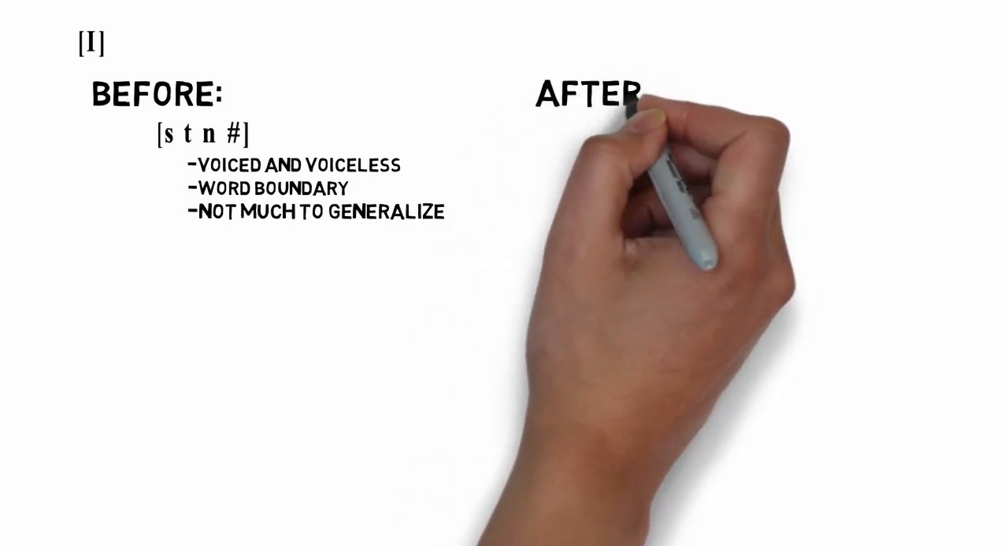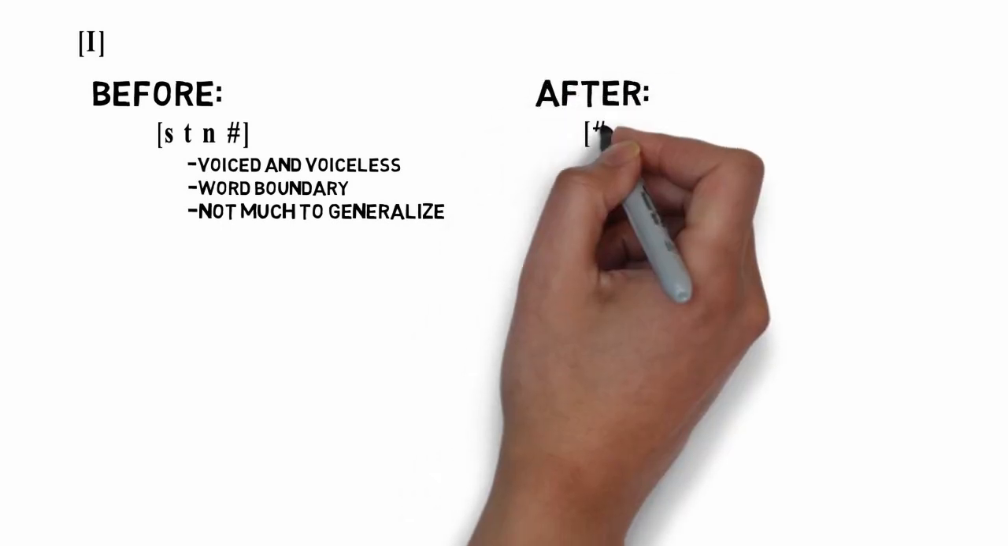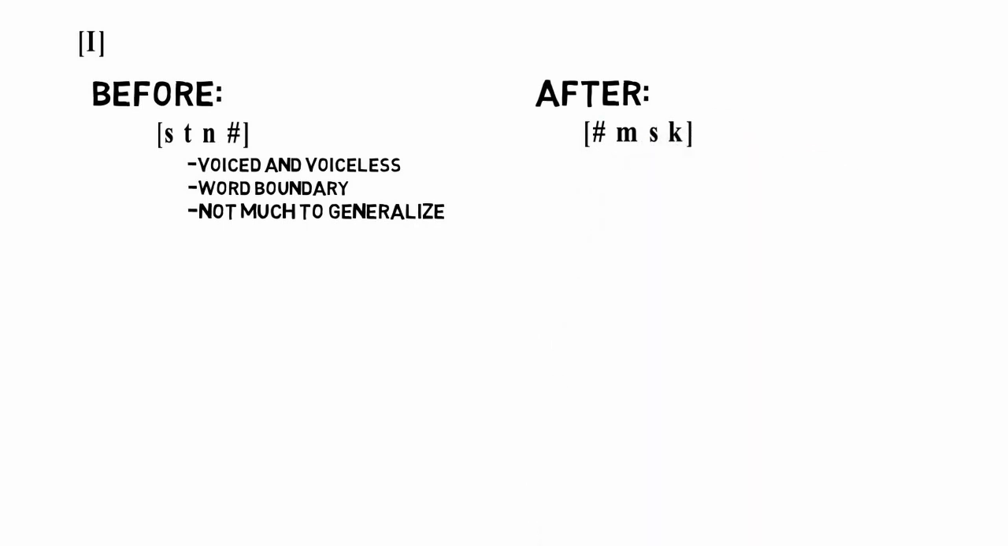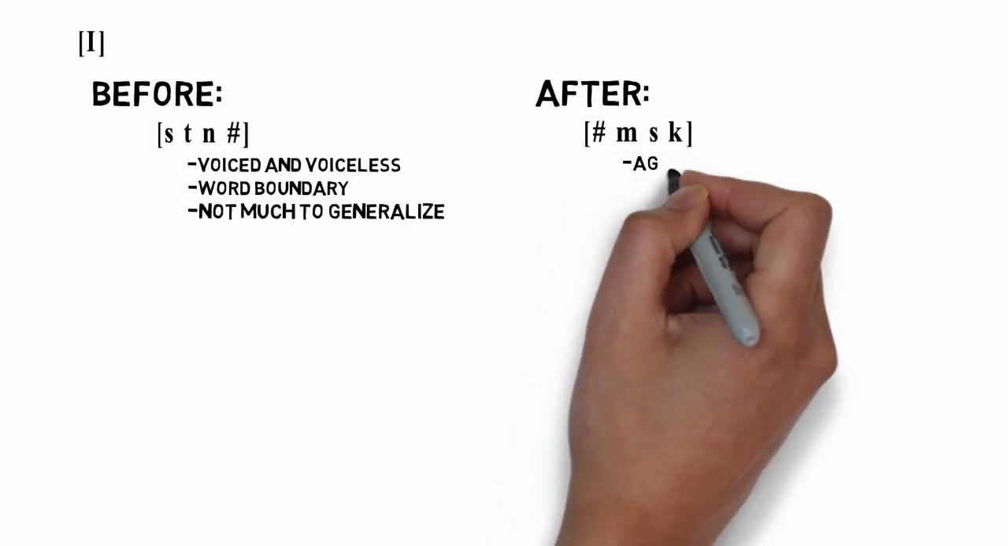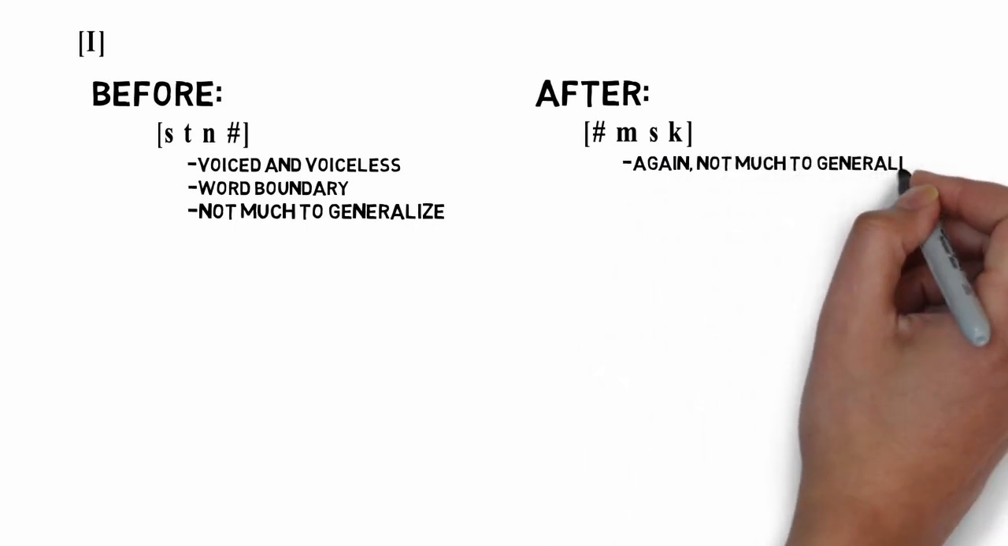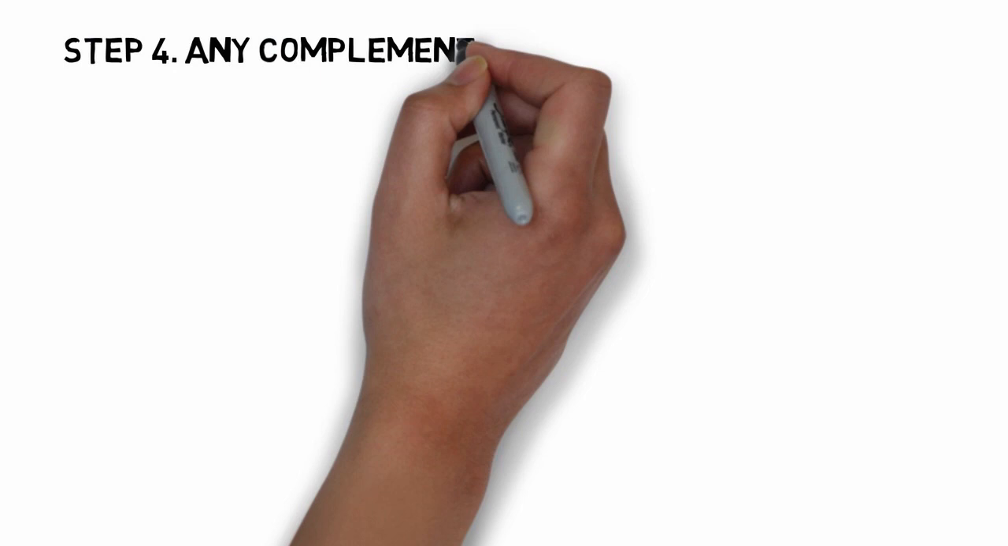If we look at everything after the sound, we've got a word end, we've got s, and k. Again, there's not a lot of shared features that we can generalize. There's not any absolute minimal pairs, but do we see any complementary distribution? Remember, complementary distribution is where two sounds never occur in the same context.